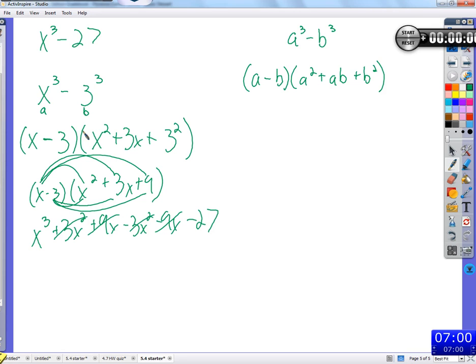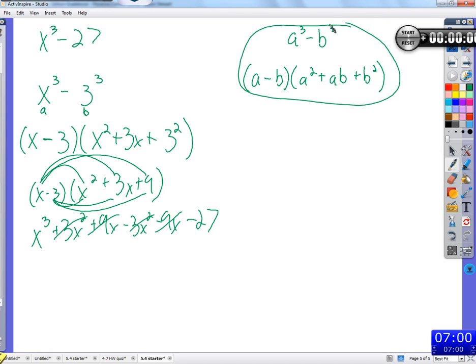Which parentheses? These ones? No. These ones? No. This one? Yes. Okay. For me, I've memorized it over the years, but all you need to do is look it up. I'll have this on the front page of the test. You just need to be able to recognize that what I'm looking at is a difference of cubes and use the pattern correctly.